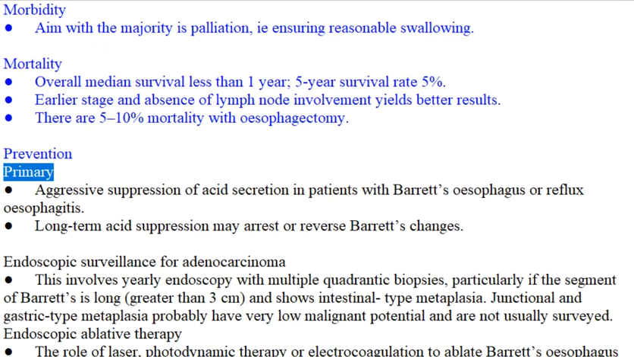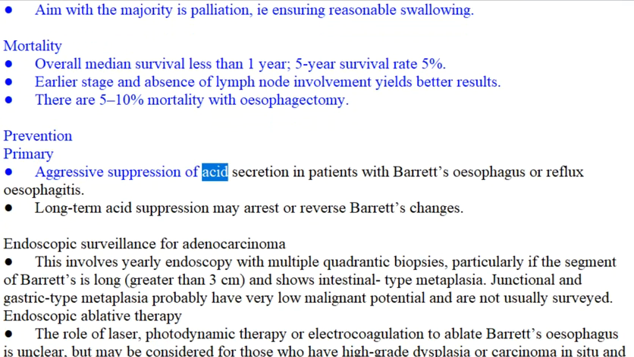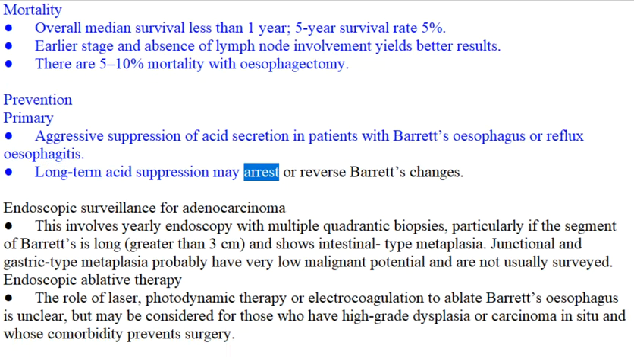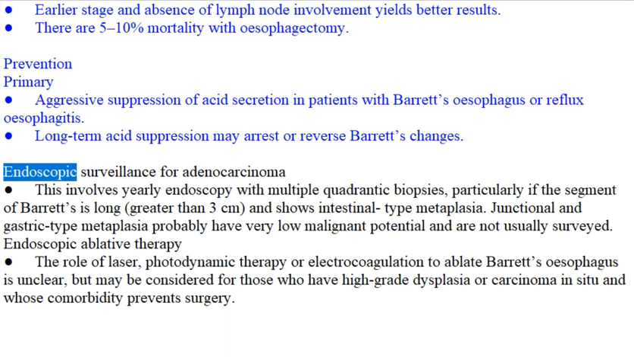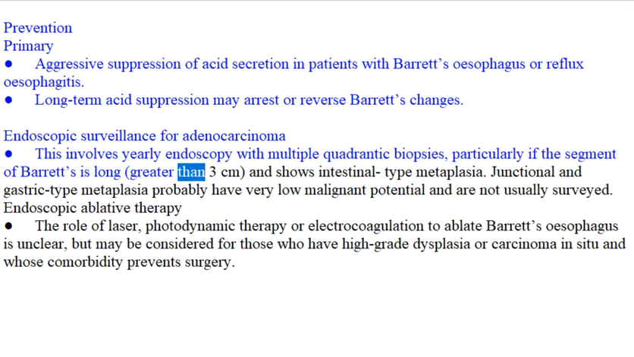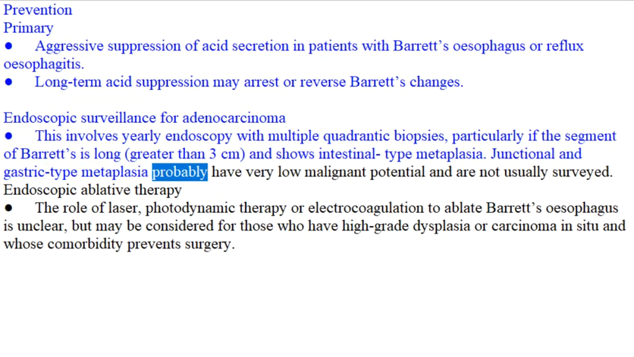Prevention. Primary. Aggressive suppression of acid secretion in patients with Barrett's esophagus or reflux esophagitis. Long-term acid suppression may arrest or reverse Barrett's changes. Endoscopic surveillance for adenocarcinoma. This involves yearly endoscopy with multiple quadrantic biopsies, particularly if the segment of Barrett's is long, greater than 3 cm, and shows intestinal type metaplasia. Junctional and gastric type metaplasia probably have very low malignant potential and are not usually surveyed.